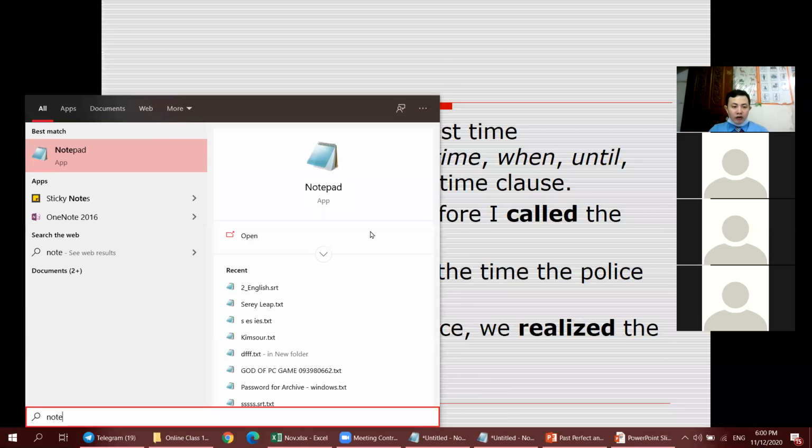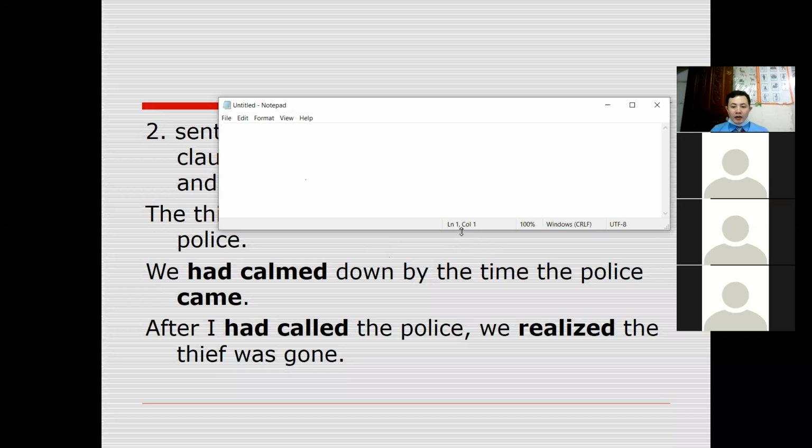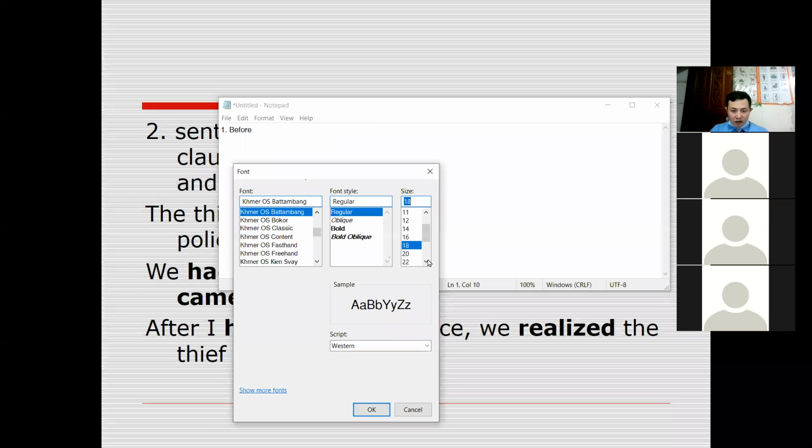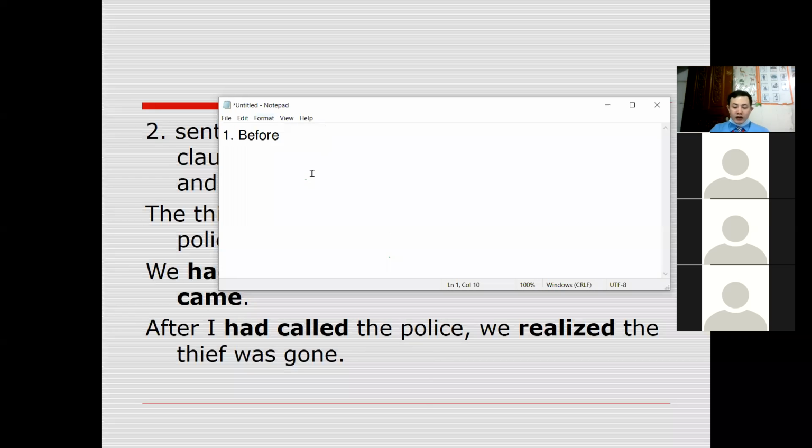So let's go to the note here. Talking about the word before. Number one, talking about the word before. I may write it bigger. So with the word before, as we already learned, before plus what? Before plus past simple, and then a comma, we put past perfect. Okay, before past simple and then past perfect. Example.